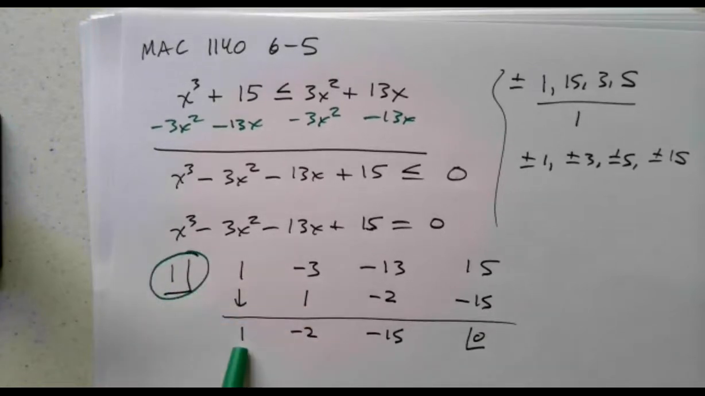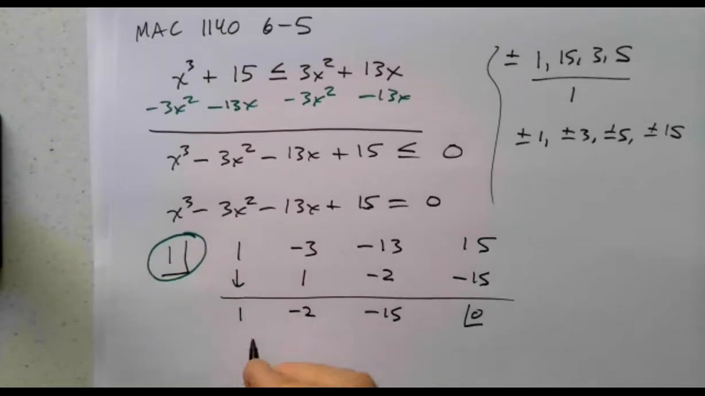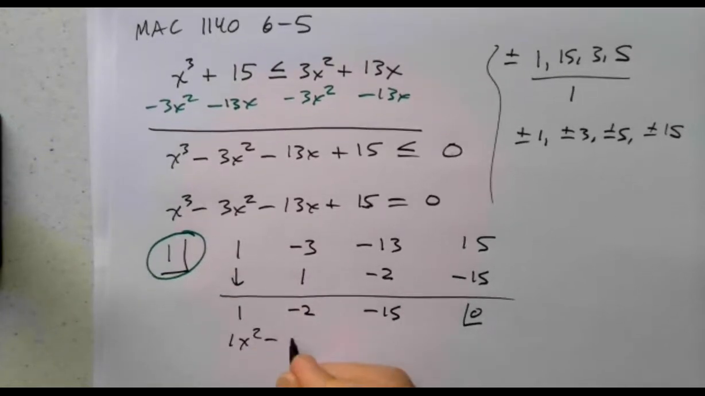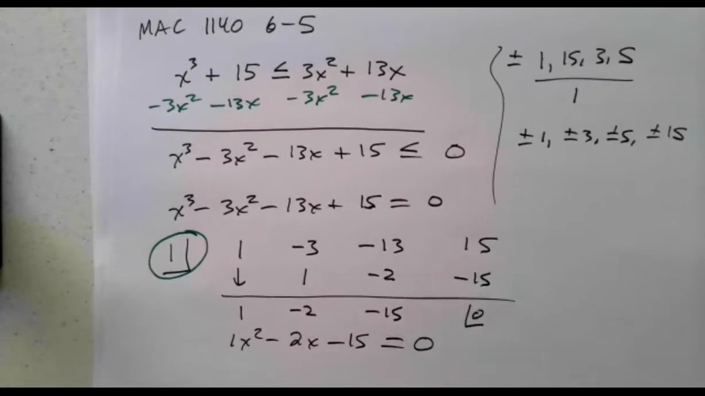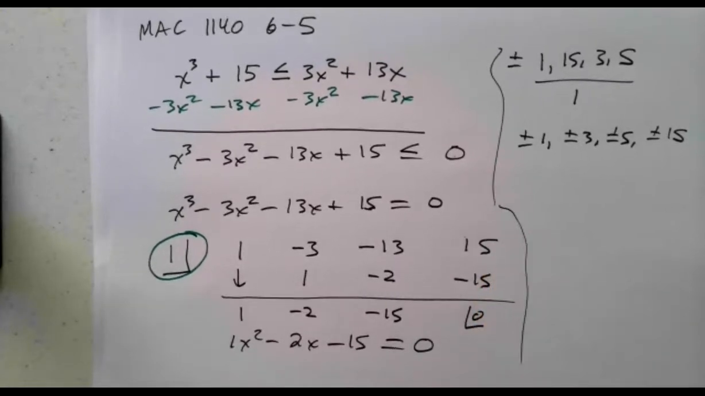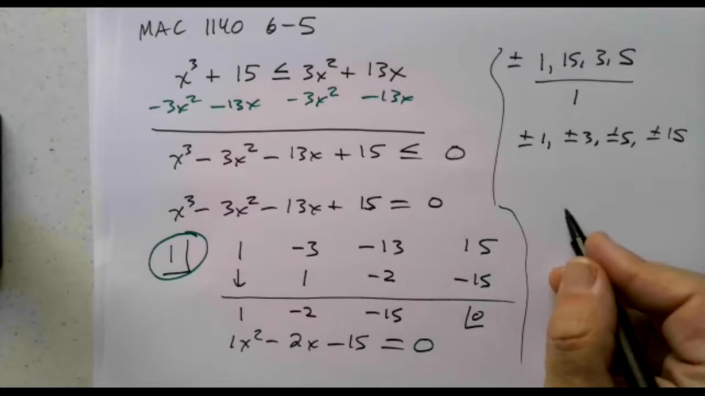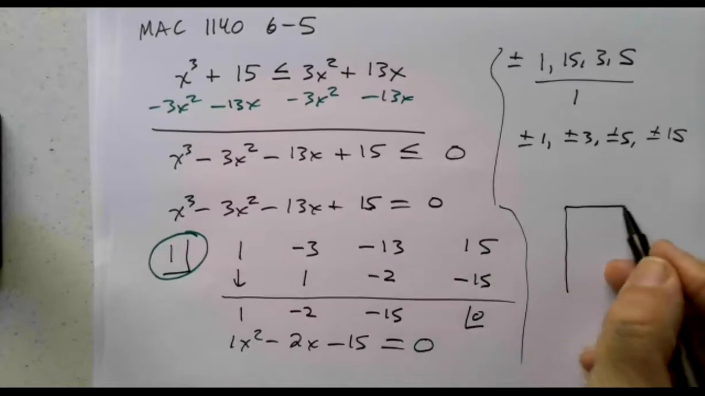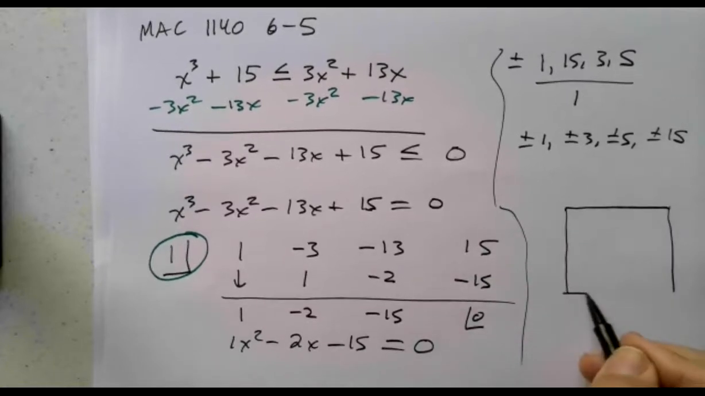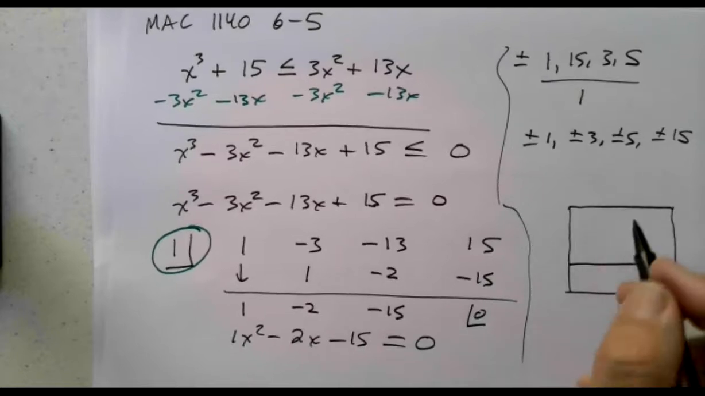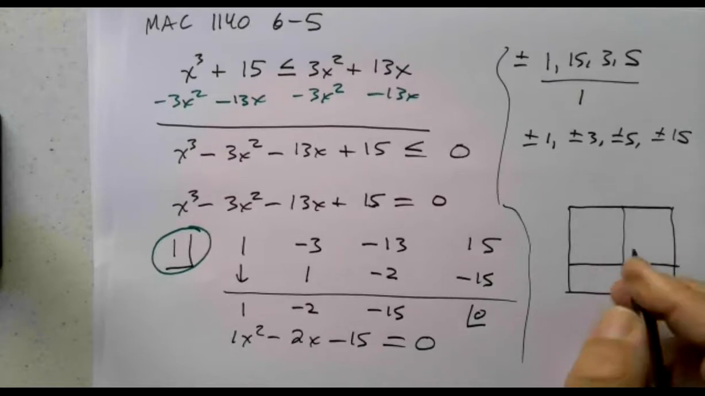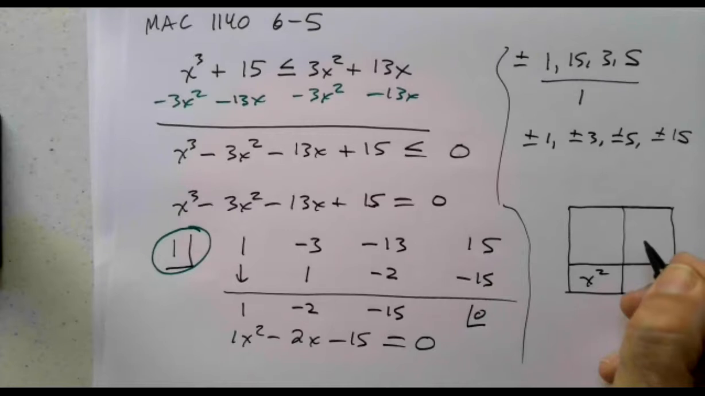What I have left now is 1, negative 2, negative 15, which is the same thing as 1x squared minus 2x minus 15. I want that equal to 0. That's probably easily solved using factoring. Okay, strange box, but it'll work. x squared here, negative 15 here.